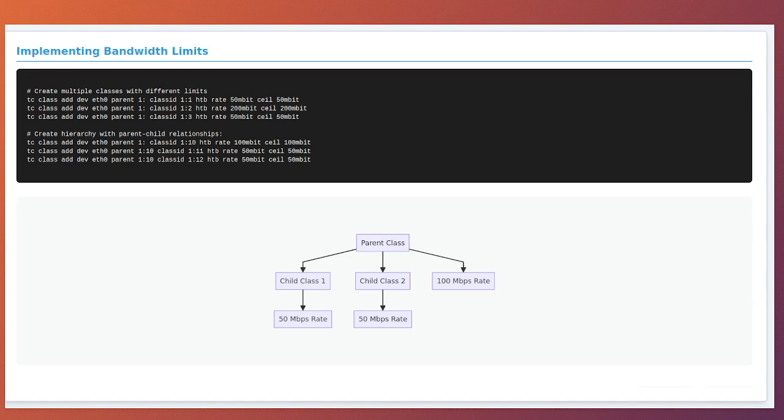tc class add dev eth0 parent 1: classid 1:11 htb rate 50mbit ceil 50mbit. tc class add dev eth0 parent 1: classid 1:12 htb rate 200mbit ceil 200mbit. tc class add dev eth0 parent 1: classid 1:13 htb rate 50mbit ceil 50mbit. Each class defines its guaranteed rate and maximum burst capacity, which helps in controlling network behavior under different load conditions.